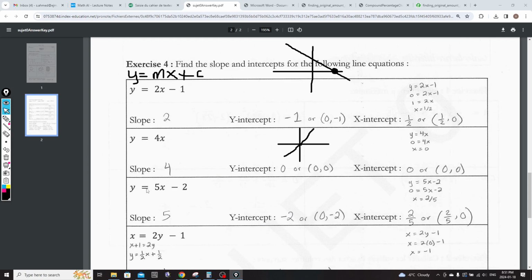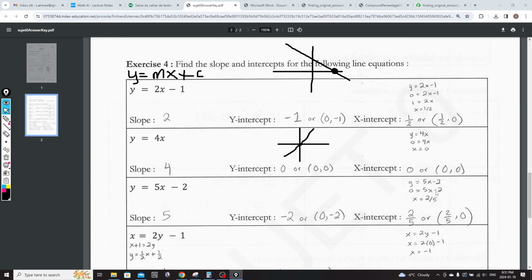Okay, y equals 5x minus 2. This guy's already ready for you. The slope is 5. It's the number before the x. And then the y-intercept is the number that's on its own right here, which is -2. We do the same steps that we did for the previous two equations for the x-intercept. So here I want to figure out what is the x value when y is 0, right? So I replace, in my equation, y with 0 and I solve for x.